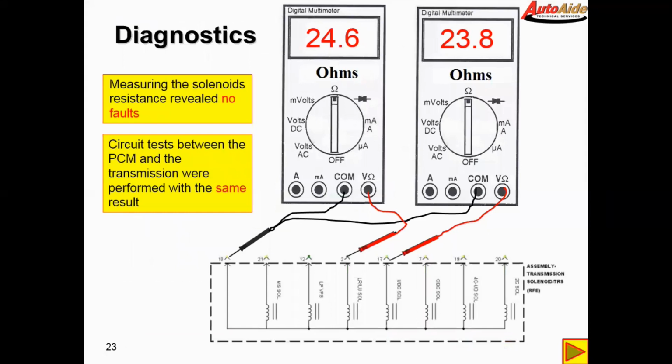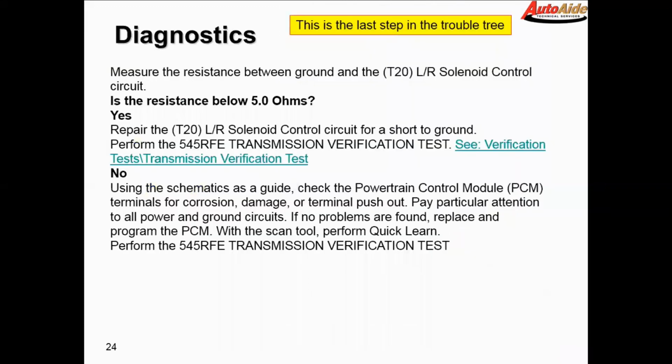So we could do resistance tests on it. That's no big deal. I mean, we could go across with an ohm meter and measure all the solenoids, you know, the ones that aren't setting the code, to be used as known good. So measuring the solenoids in this particular case revealed no faults. Test the wiring between the PCM and the transmission. Didn't see anything there.